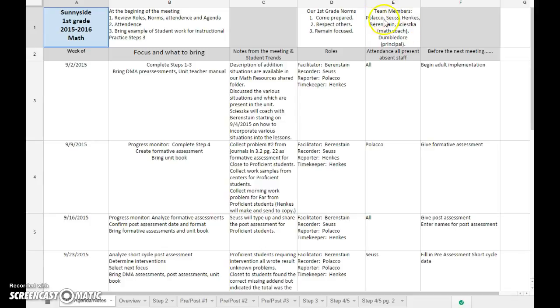These are the team members. They're already pre-populated here. And since they're pre-populated here, all they have to do for each meeting is mark either all staff members from that TBT were attending, or there was a staff member or more that was not able to attend. And the next one is before the next meeting, they know what to bring. They're bringing the beginning adult implementation, which is usually student work.